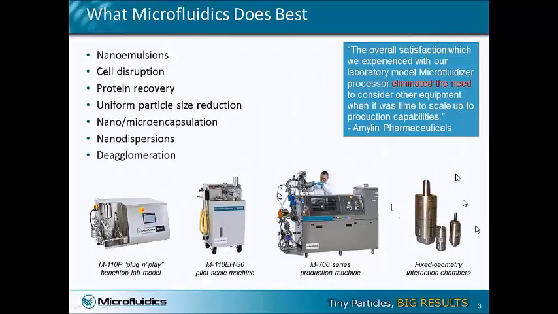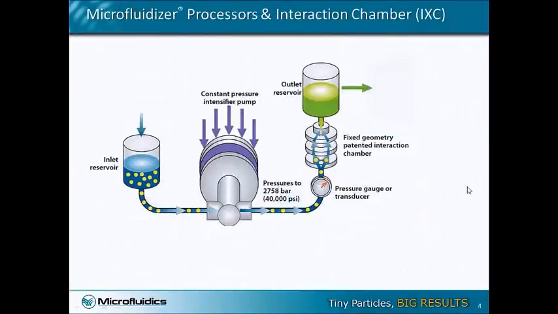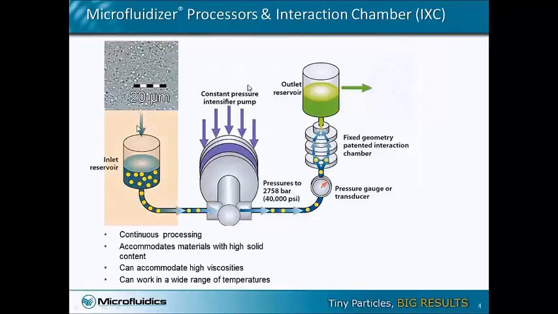First, I want to show a schematic of how the Microfluidizer works. Generally, we have an inlet section where you can feed your materials into the Microfluidizer. The Microfluidizer is designed to be operated either in batch mode or in a continuous fashion. The machine is robust enough to accommodate very high solid contents, and it can also process materials with high viscosities, as well as a wide range of temperatures.